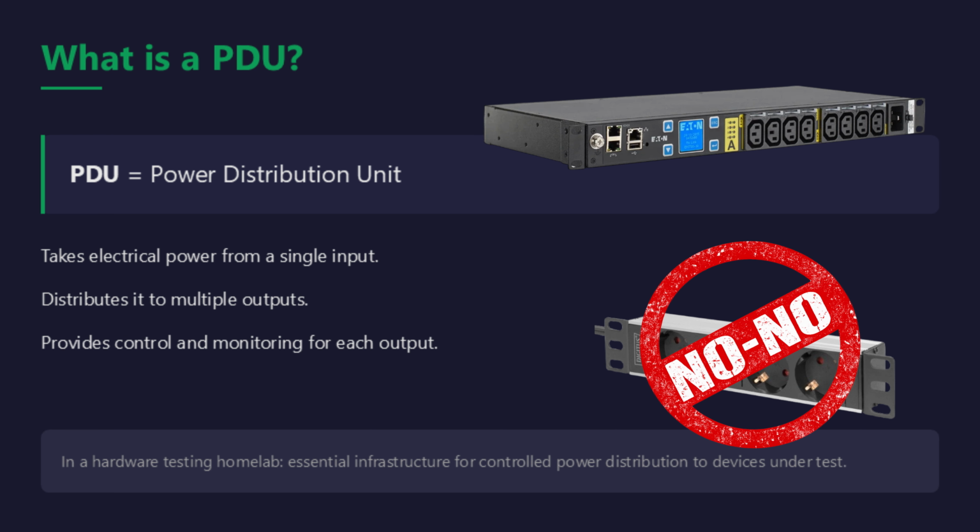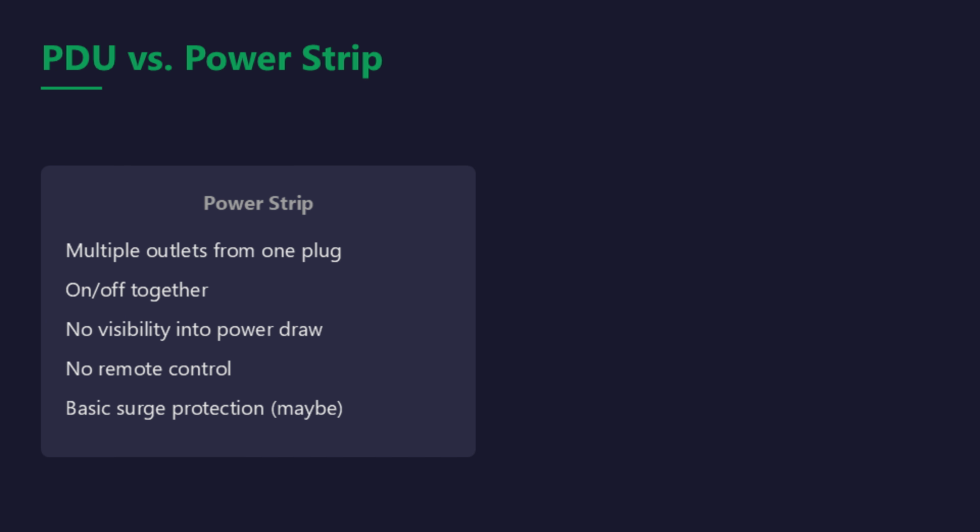A managed PDU can. A power strip gives you multiple outlets from one plug. That is all it does. Some have a switch, some have surge protection, but fundamentally everything plugged into it is either on or off together. You have no visibility into what each device draws. You have no way to control individual outlets. The managed PDU is different.